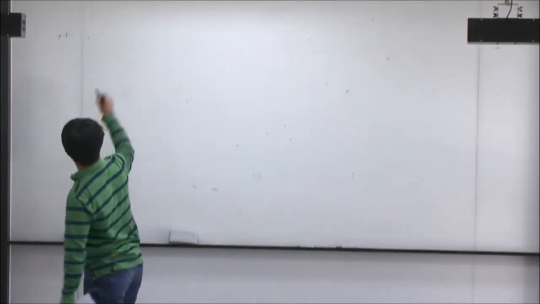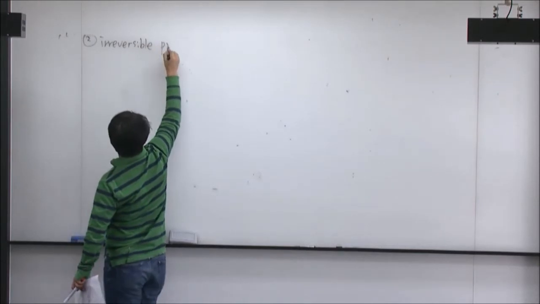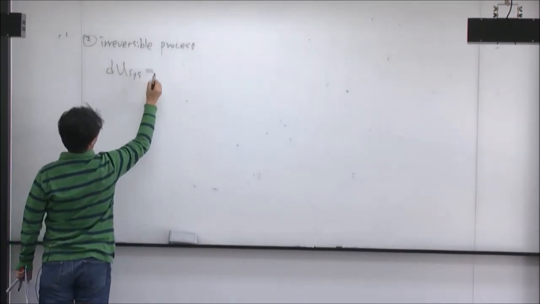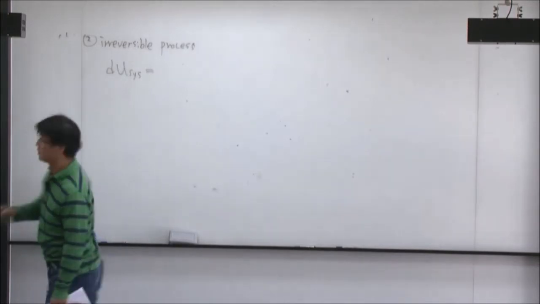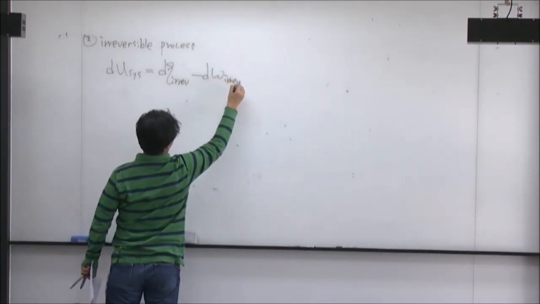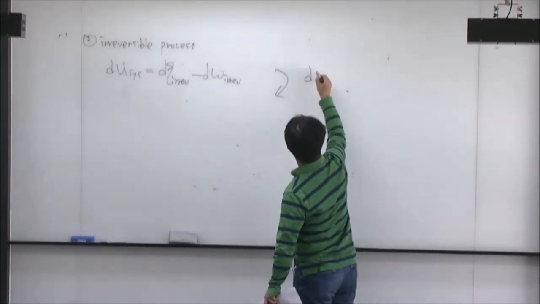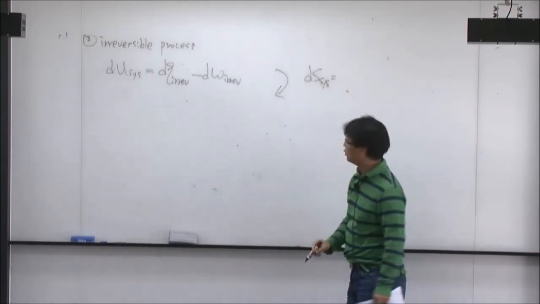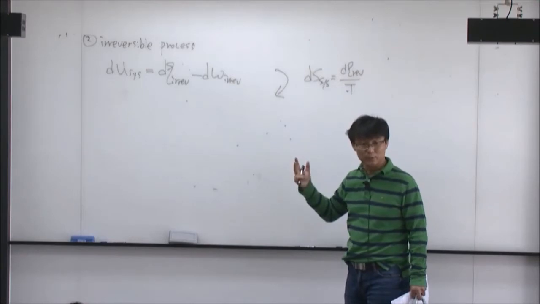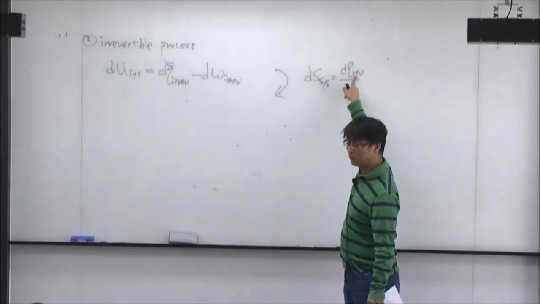Okay, so now 2. So we are doing the same thing, dU of system equal to dQ minus dW. Is it okay? So now dS of system equal to always the same as dQ of reversible over the T. Whether it's reversible process or irreversible process, I don't care. System entropy is always defined by reversible Q.